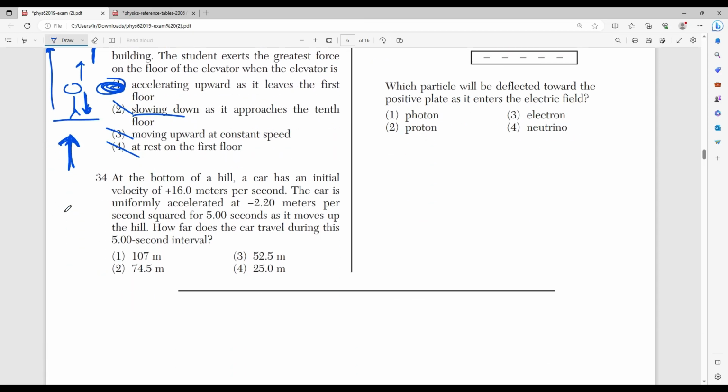Number 34 says at the bottom of a hill, a car has an initial velocity of plus 16 meters per second. The car is uniformly accelerated at negative 2.2 meters per second squared for 5 seconds as it moves up the hill. How far does the car travel in this 5-second interval? Really, all you need to do here is go into your reference table and see which formula gives you V initial, A, T, and D, right? Obviously, it's going to be d equals v initial t plus 1/2 a t squared. This is the only formula. If you plug in your values, you're going to get d as 52.5 meters.